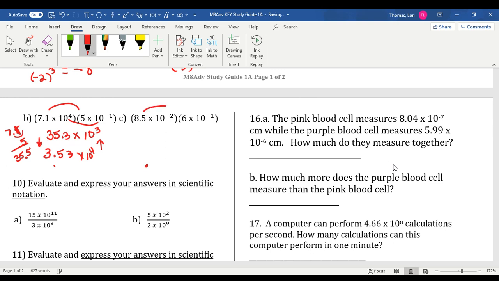And so we're going to multiply our coefficients. So I'll have to excuse my dog.